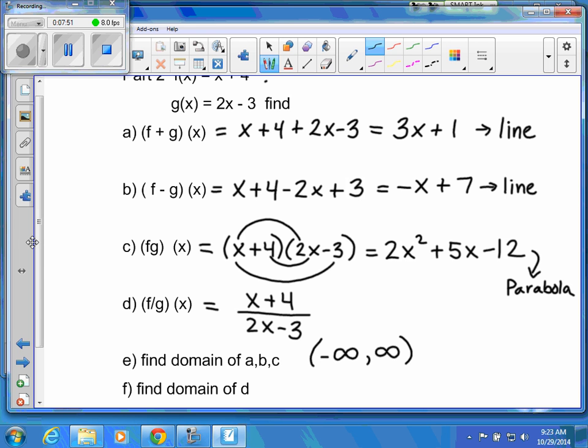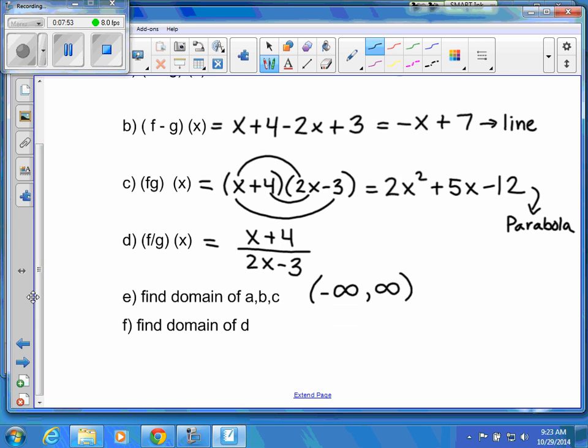Okay, the last one. The last one has a different domain. We've already talked about this in another section. The reason it has a different domain is because it has a restriction.